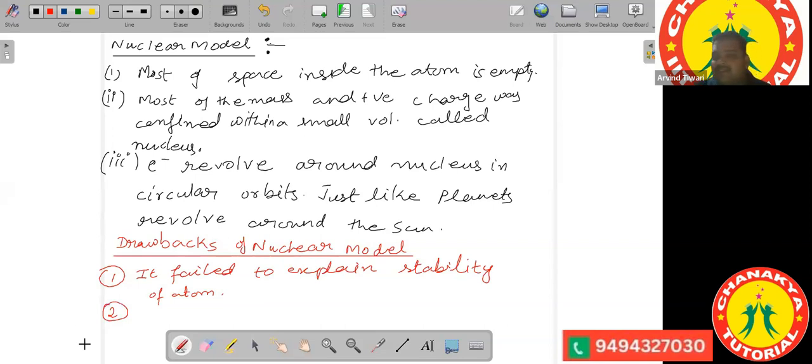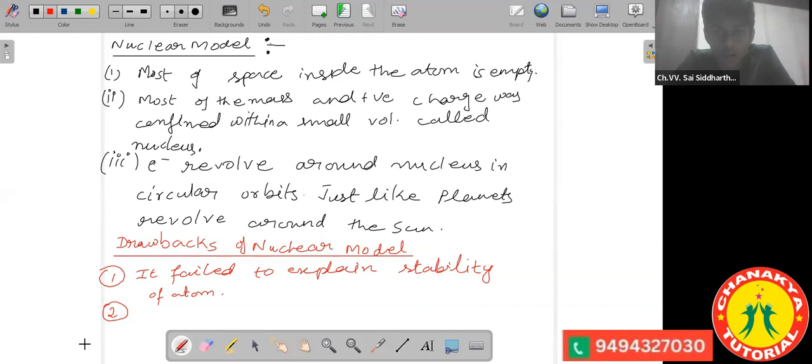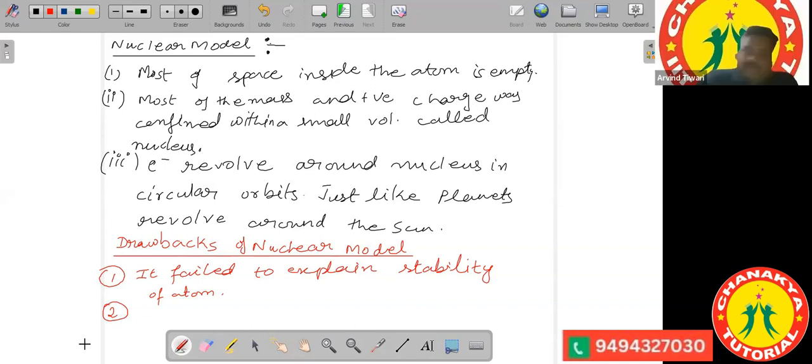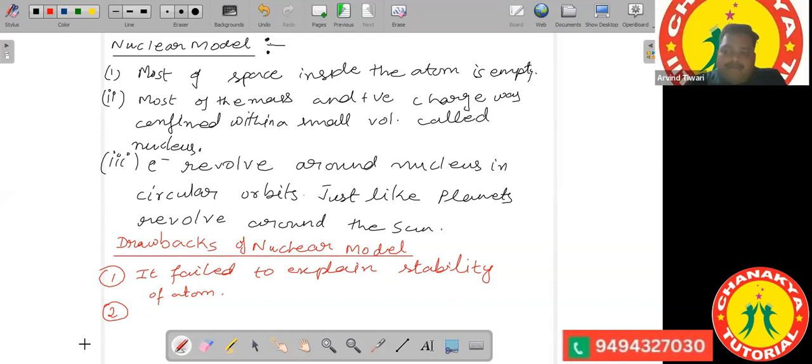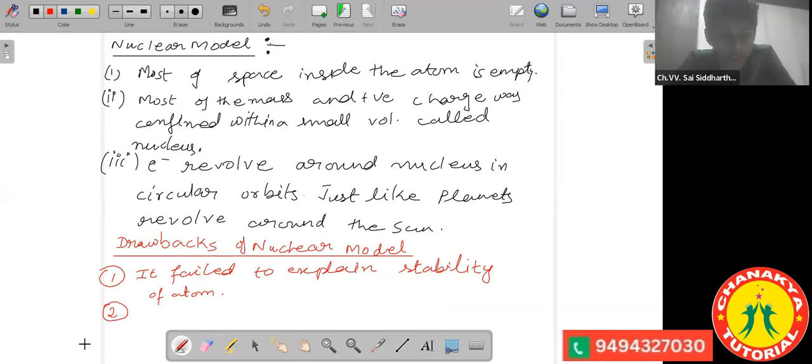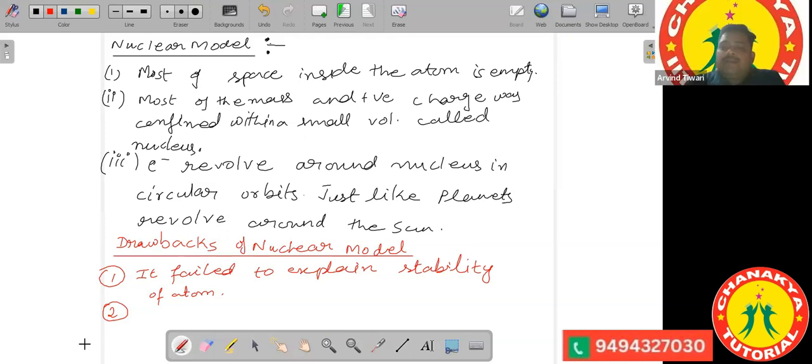Yeah, Siddharth, I think Siddharth had raised his hand. So why did it fail to explain stability? Because while revolving around the nucleus, it is considered as acceleration. As it has a charge, it will lose its energy and further get close to the nucleus. Okay, quite correct. You are quite correct.